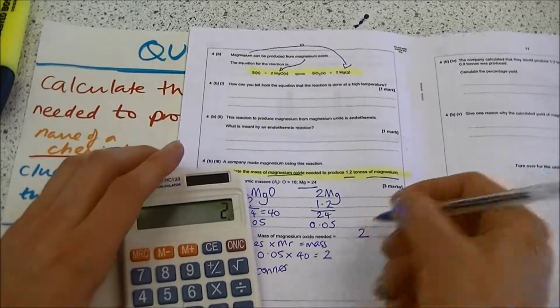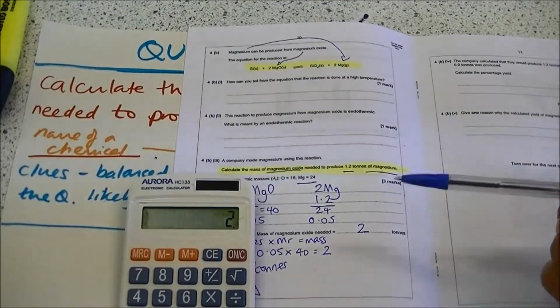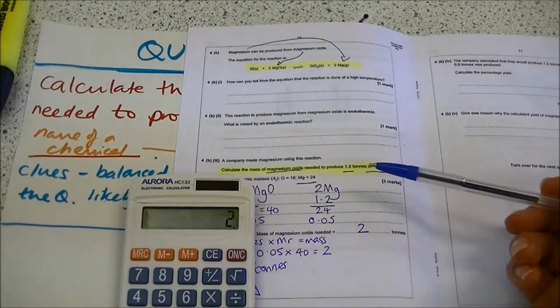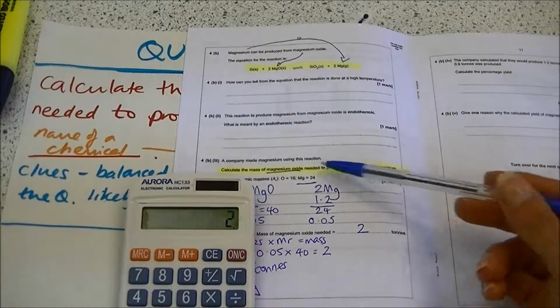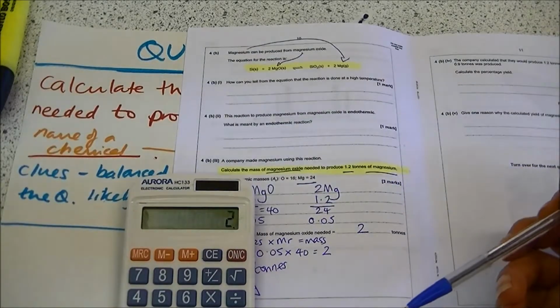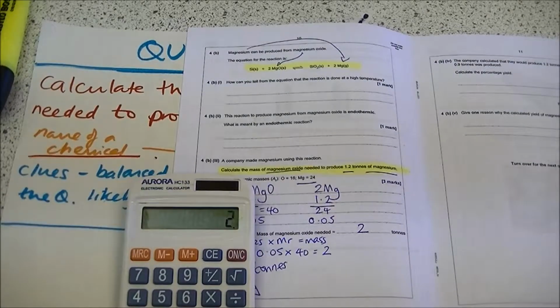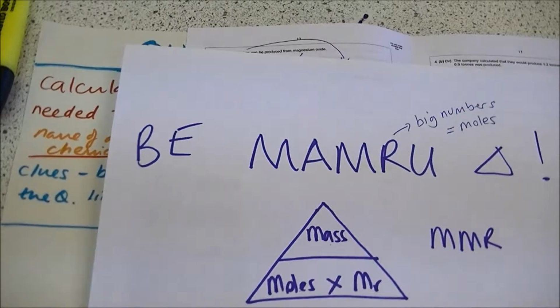Okay, 2 tons, and then we see whether it makes sense. So does it make sense? That does make sense because we've only got magnesium left at the end. We started off with magnesium oxide, so that makes sense that you'd end up with less magnesium than the magnesium oxide that you started with. Sensible numbers within the same range. We move on, we've achieved 3 marks. Keep practicing. Don't forget that calculating the mass question that's worth 3 marks, be MAMRU. Keep practicing, happy revising, keep watching the videos.